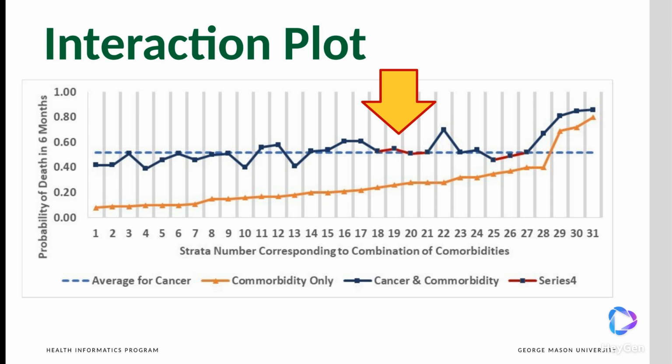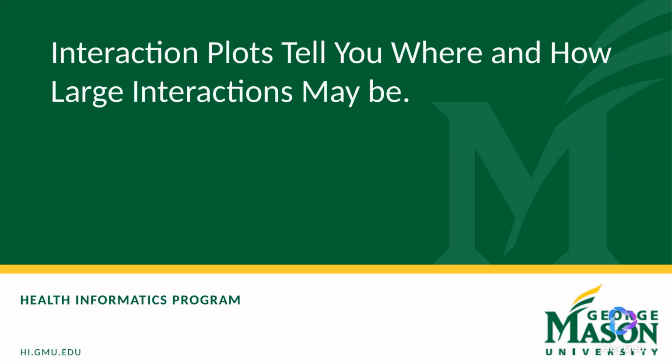For example, a 20% interaction adjustment to levels 19 and 20 and a 10% adjustment for level 26 makes the 2 lines more parallel, thus appropriate for estimation of main effects. Interaction plots tell you where interactions exist and how large they may be. I hope this presentation has helped you understand how to detect and adjust for interactions.